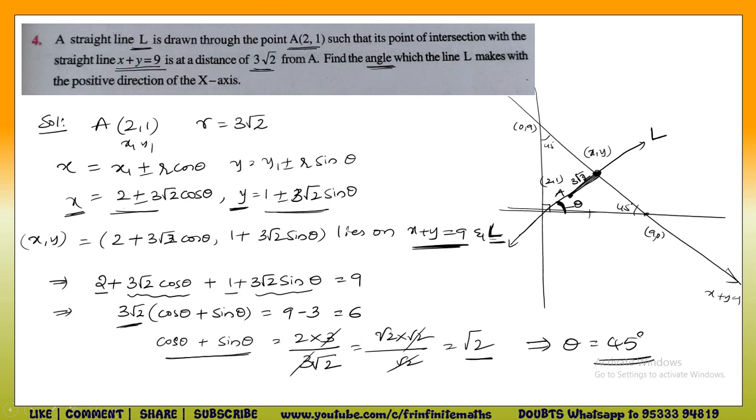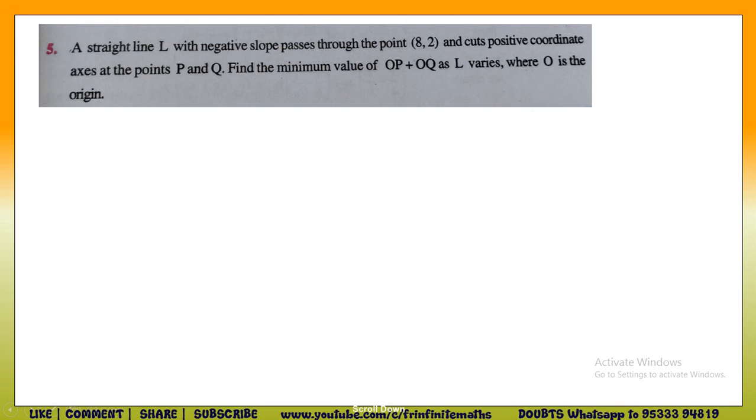Next, moving on to question number 5. In this question, a straight line L with negative slope passes through the point 8, 2 and cuts positive coordinate axis at P and Q. Find the minimum value of OP plus OQ as L varies, where O is the origin. So we need to find out the minimum value of OP plus OQ, right?